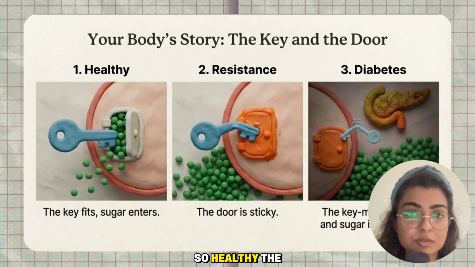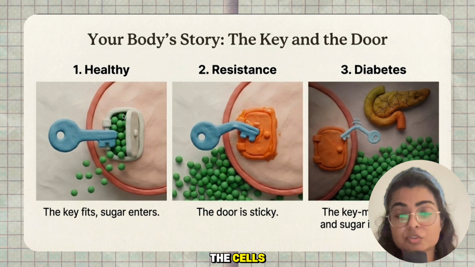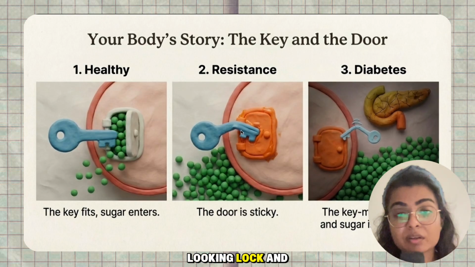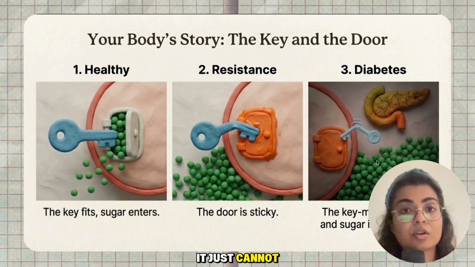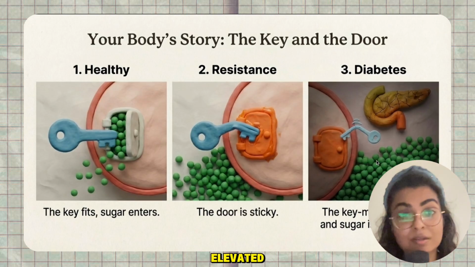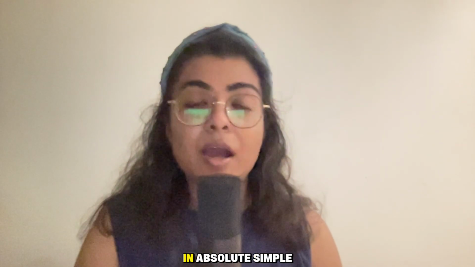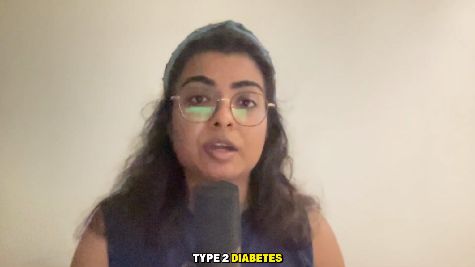So healthy, the keys, which is the insulin, will open the doors to the cells well and push the glucose in. Resistant, this sticky looking lock, and a damaged key. And diabetes, where it just cannot produce and sugar remains elevated. And that, my friend, is how someone, in absolute simple terms, can or has developed type 2 diabetes.